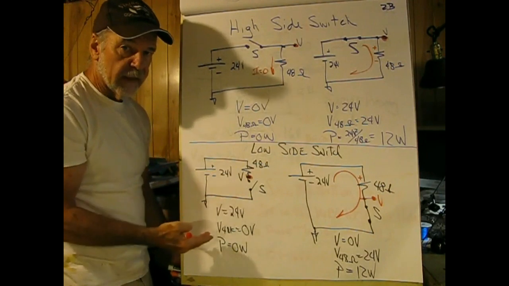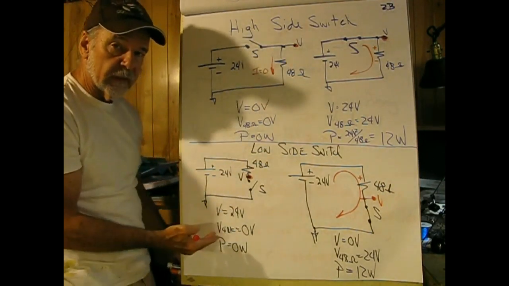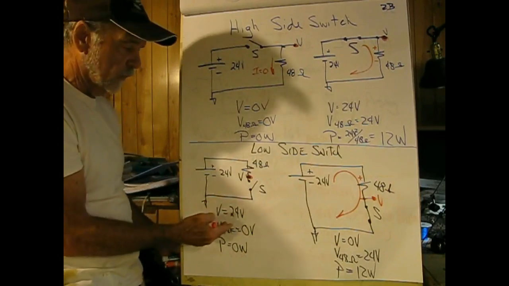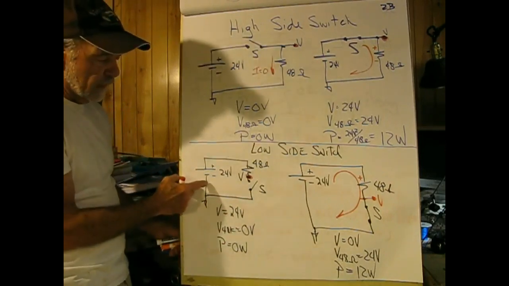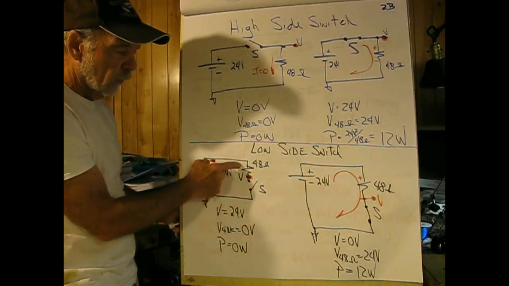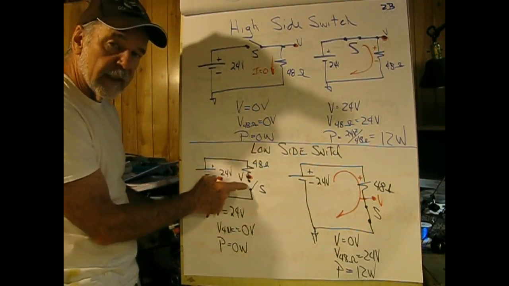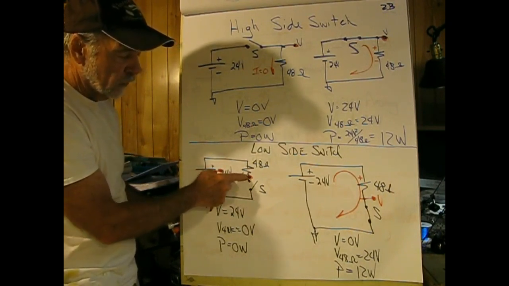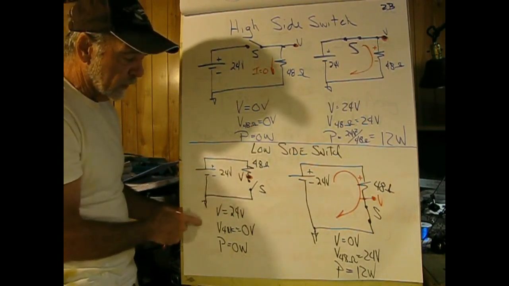Now for the low side switch. This is where things can be confusing because a lot of the industry uses low side switches. So in a low side switch, we're going to start out with basically the same circuit, 24 volts, 48 ohms, but the switch is going to sit between the resistor and ground. And this is our point V that we're interested in measuring.